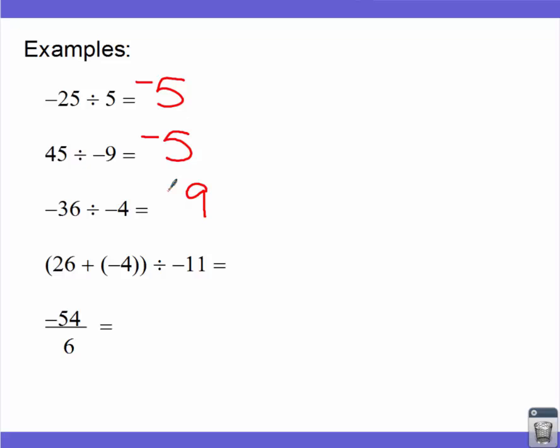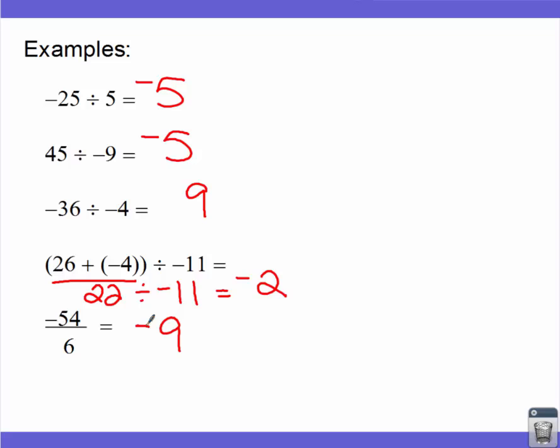Now, in this next problem, we actually have some order of operations. So you actually have to do this part first because it's in parentheses. So 26 plus -4 gives us 22. So now we have 22 divided by -11. So 22 divided by 11 is 2. I have 1 negative, so my answer is negative. And then the last one. Well, this is another way of writing division. So this says 54 divided by 6. So 54 divided by 6 is 9. How many negatives do you see? Just 1. So it's a -9.